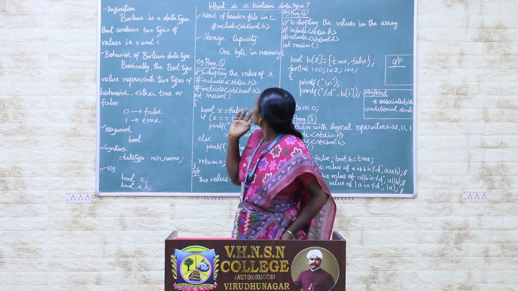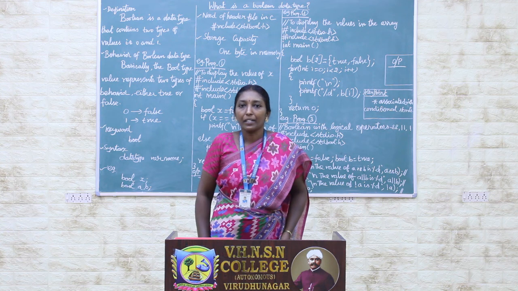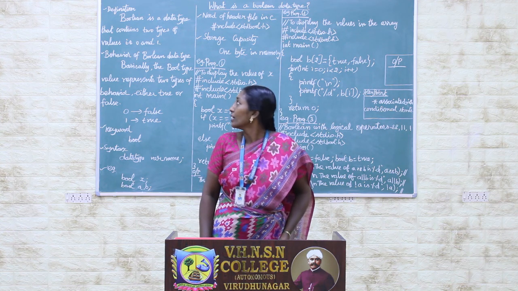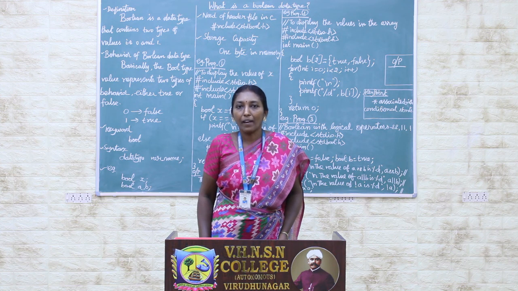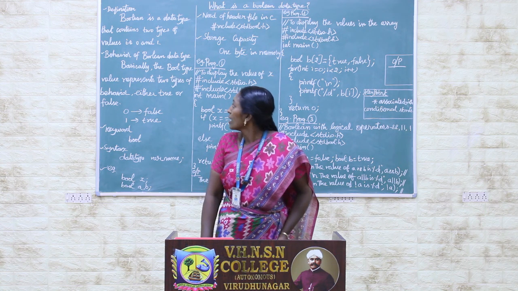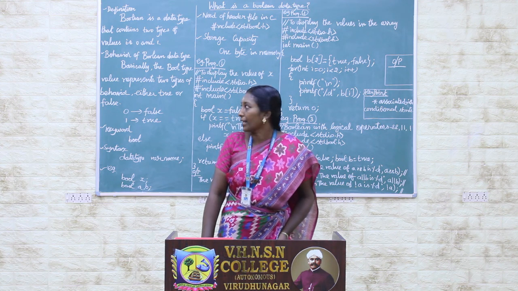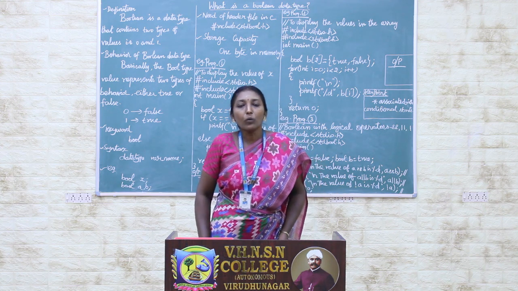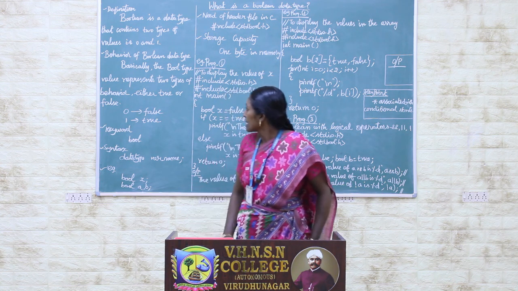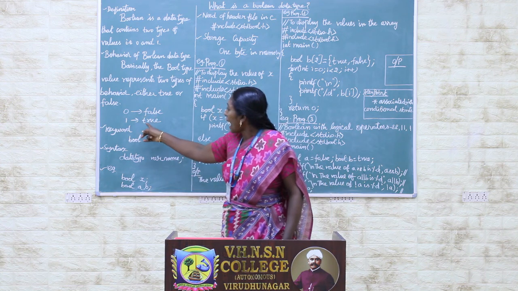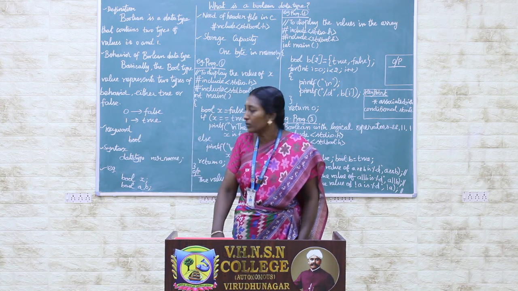Let's see what is a Boolean data type now. Definition: Boolean is a data type that contains two types of values, that is 0 or 1. The next one is the behavior of the Boolean data type. Basically, the bool type value represents two types of behavior, either true or false. Here, 0 represents false and 1 represents true.